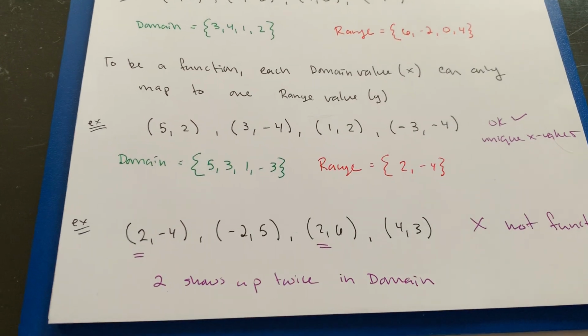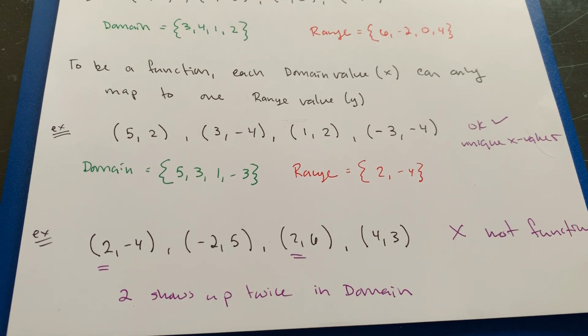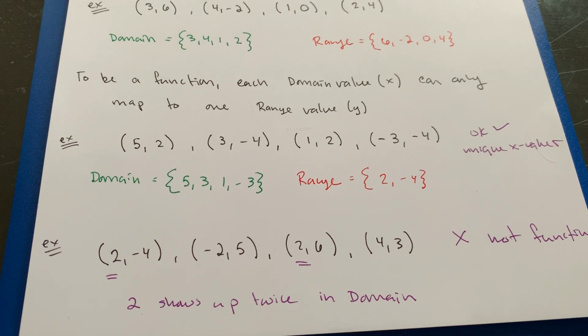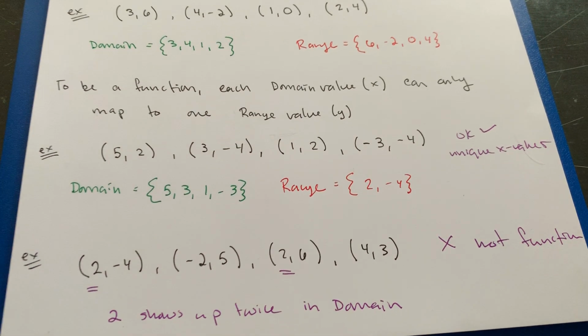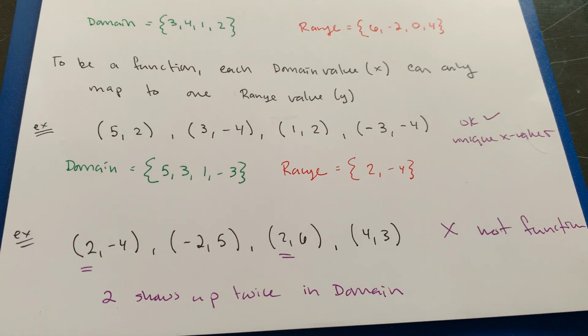What would something that's not a function look like? Well, as pairs, right, it would be sort of (2, -4), (-2, 5), (2, 6), and then (4, 3), right? So the issue here is the 2 shows up twice in the domain. Any kind of repetition in your x values is going to sort of break this as a function, and it won't be a function.